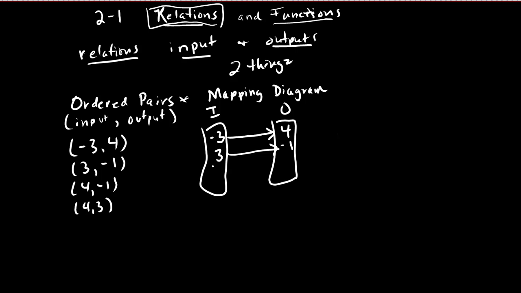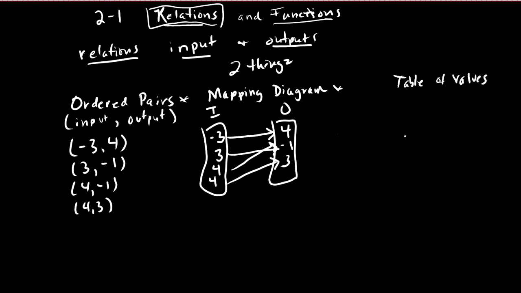Then we have 4 paired with -1. So it's paired with that -1 that's already there, so we don't rewrite -1. And then our last one is 4, 3. So that 4 is paired with that 3. So we can represent them in ordered pairs, we can represent them in a mapping diagram, and we can represent them in a table of values.